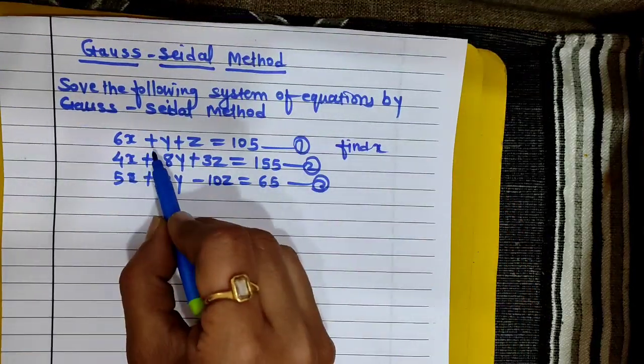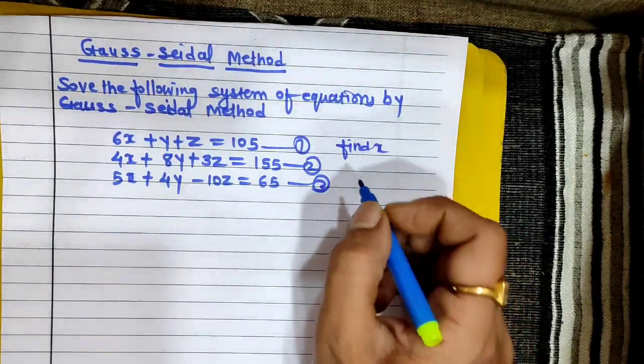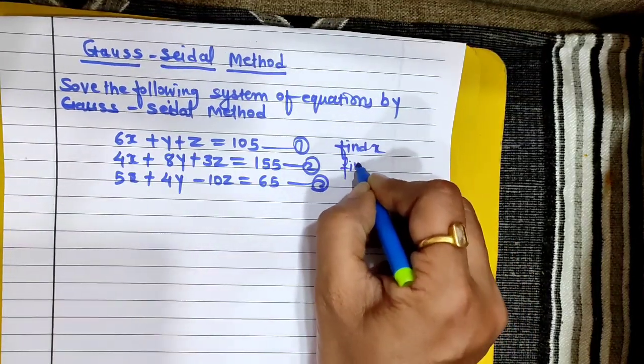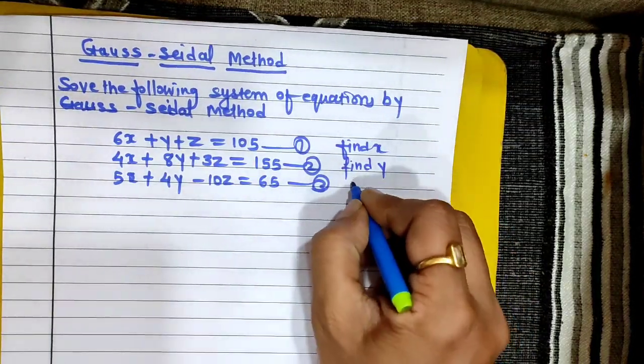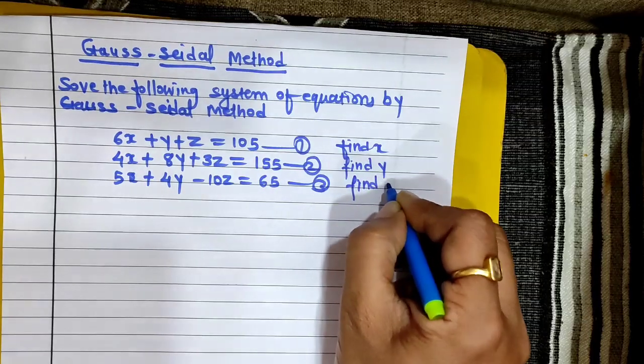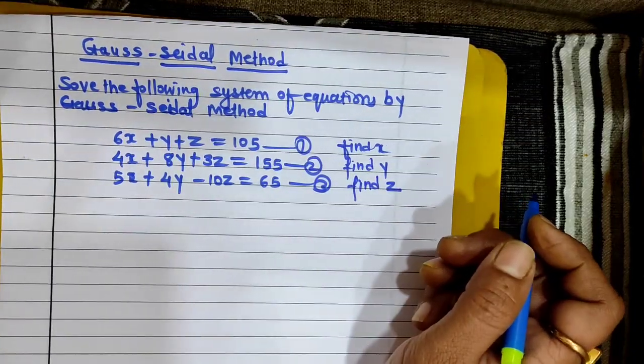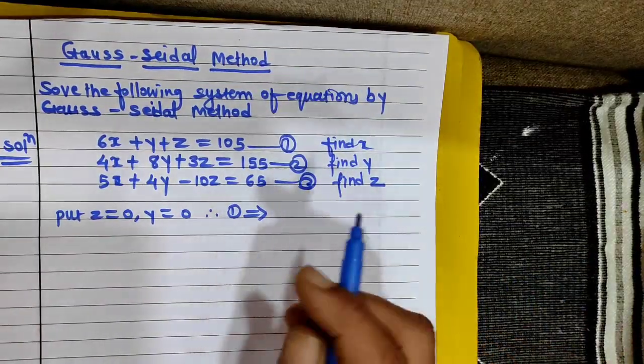From the first equation we can get the value of x. From the second one we can get the value of y. From the third one we can get the value of z. So this is a very easy method.